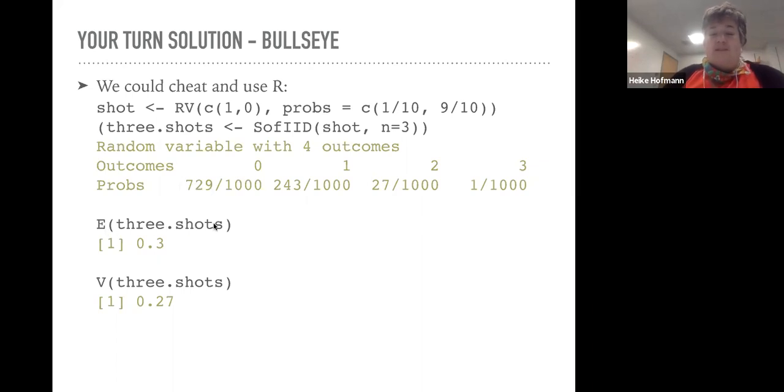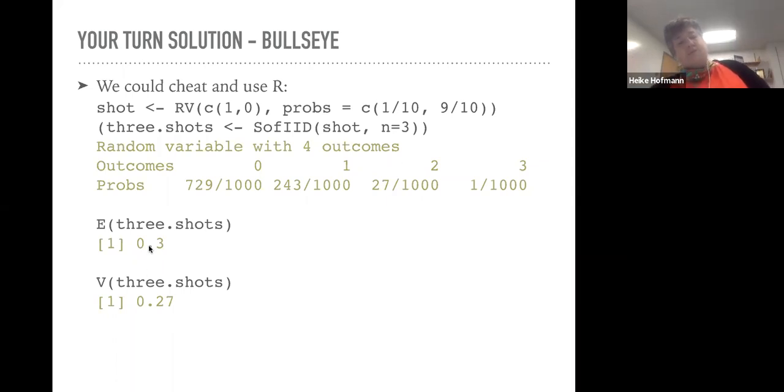And in the code, it's just a call of, we get 0.3. What's happening with the expected value outside is we take the product of 0 and its probability, 1 and its probability, 2 and its probability, 3 and its probability, and we sum over those. The result is 0.3. And for the variance, we get 0.27.